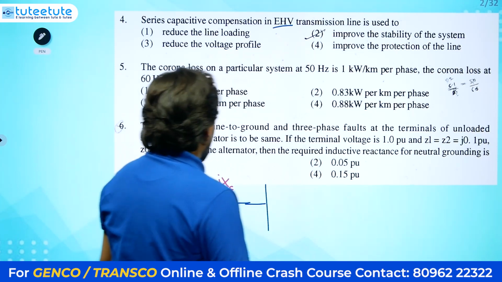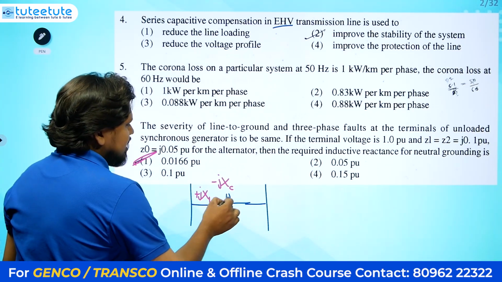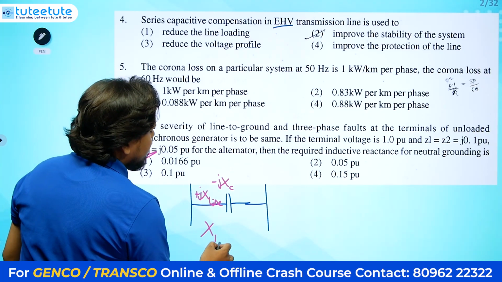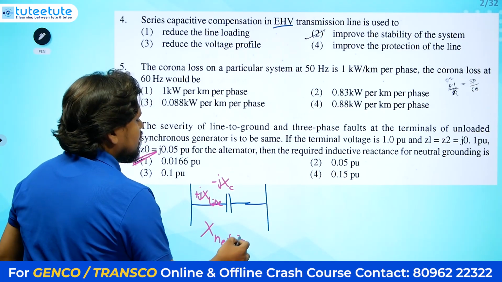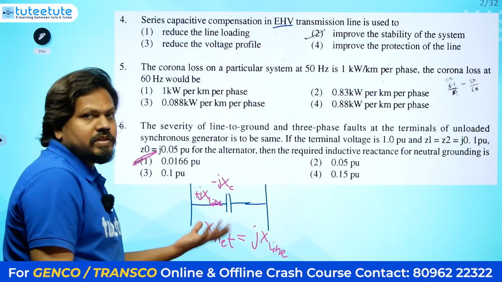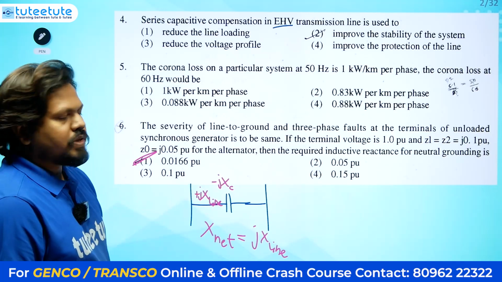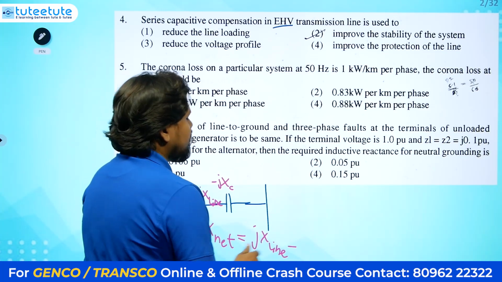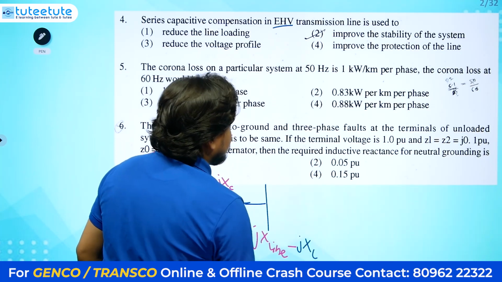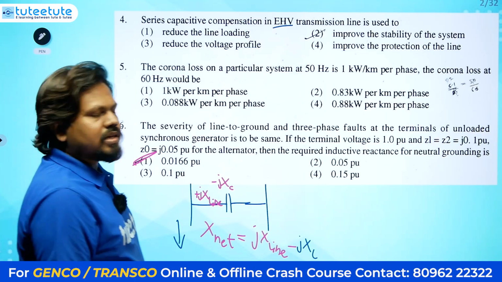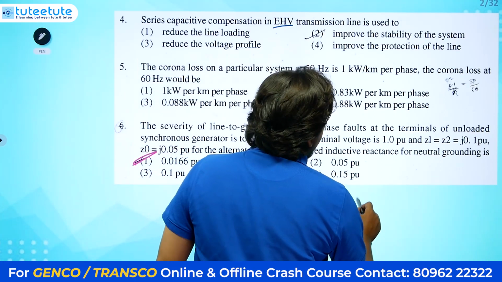So see what is happening here. If you consider one capacitor in between this line, the net reactance will change. Previously, whenever the capacitor bank is not present, it is X line only. Now whenever you connect this capacitor bank here, it will become X line minus jXC. That means the net reactance decreases.